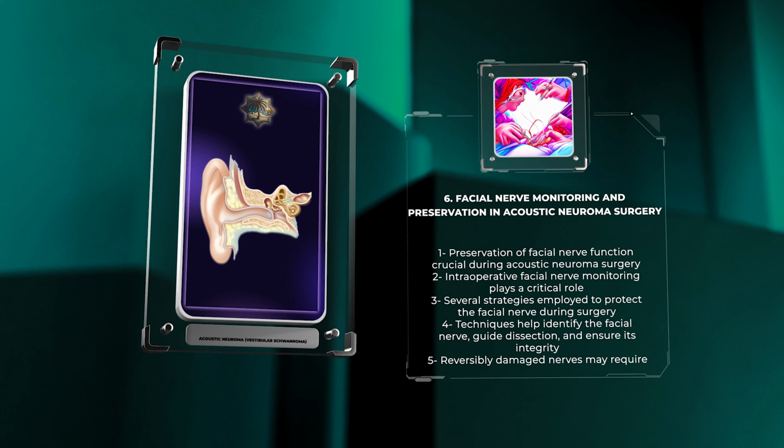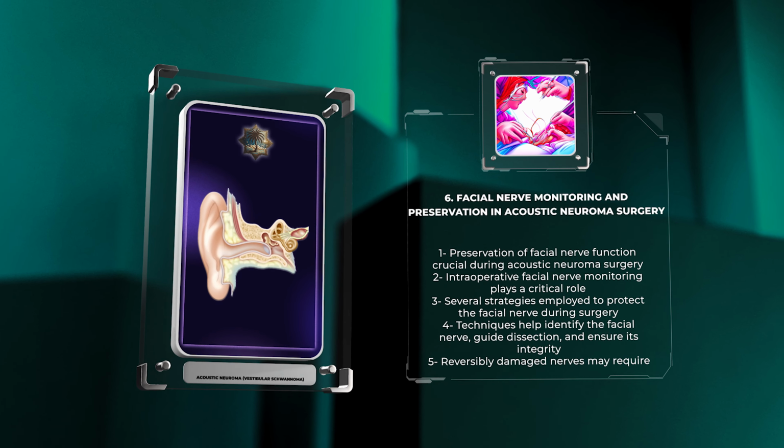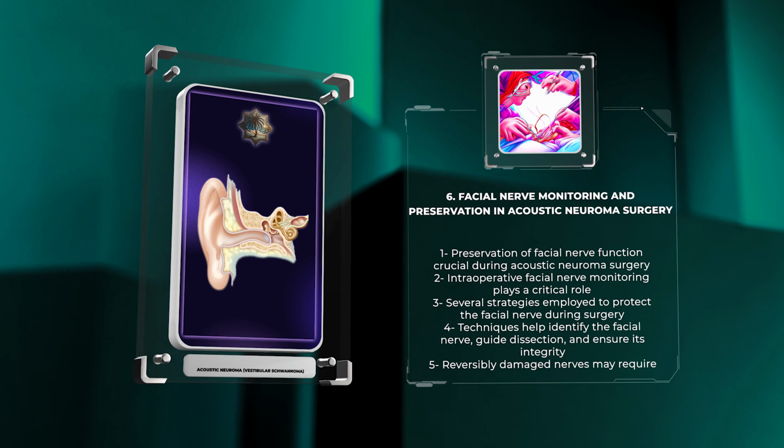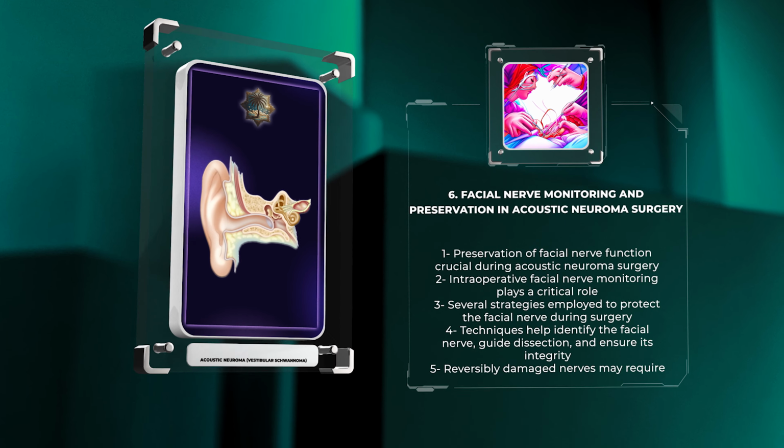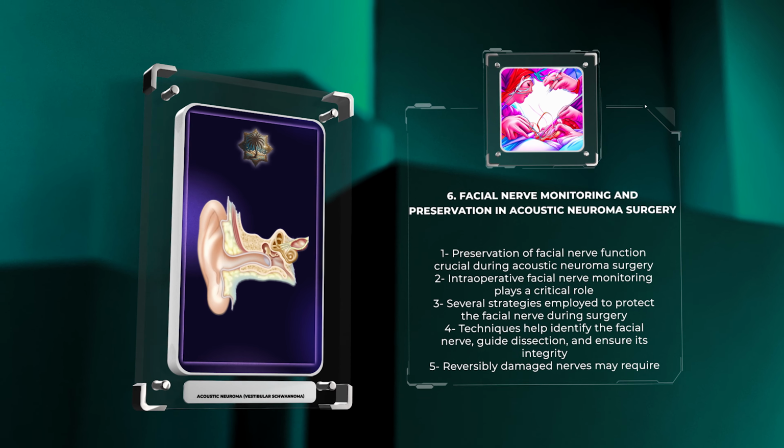Several strategies are employed to protect the facial nerve during surgery, including the use of microsurgical techniques, minimizing tissue manipulation, and meticulous anatomical dissection.